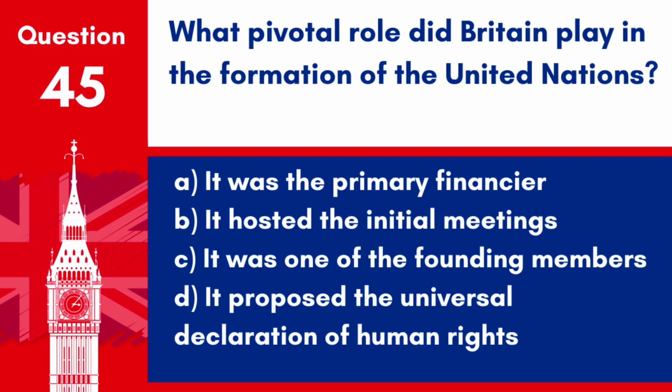Question 45. What pivotal role did Britain play in the formation of the United Nations? A. It was the primary financier. B. It hosted the initial meetings. C. It was one of the founding members. D. It proposed the Universal Declaration of Human Rights. Answer: C. It was one of the founding members. Britain played a significant role as one of the founding members of the United Nations in 1945.